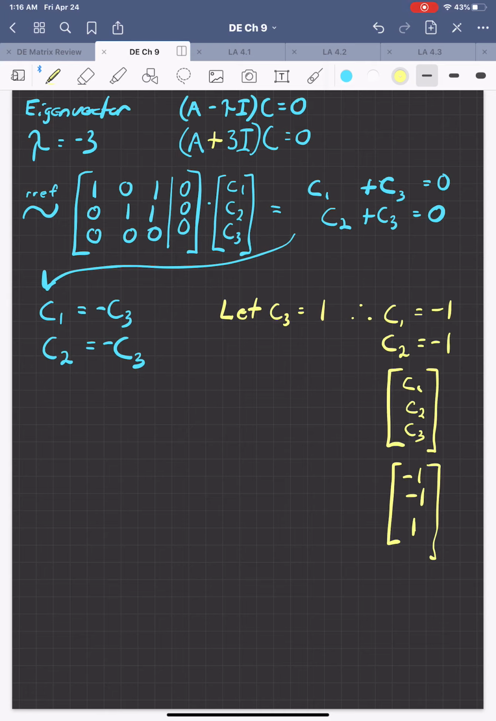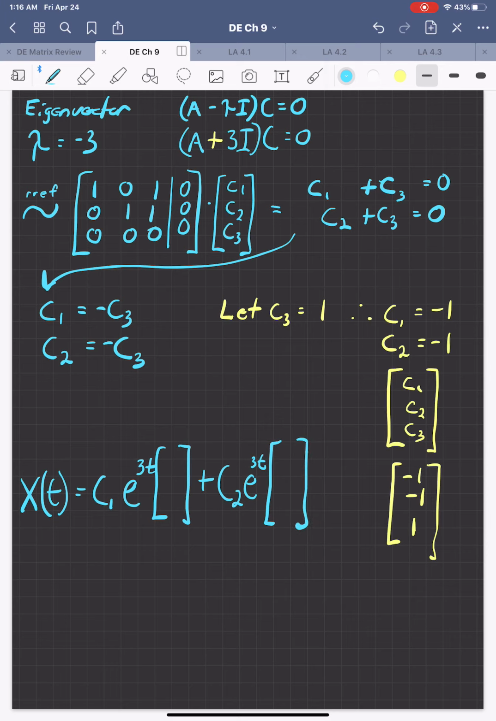Okay, so let's now form the general solution. The general solution, x of t, is going to be equal to C sub 1 e to the positive 3t, and I'll have to go to the previous page and grab those vectors, plus C sub 2 e to the 3t, plus, let me come down here, C sub 3 e to the negative 3t, and I actually do know that vector, the eigenvector, negative 1, negative 1, 1.